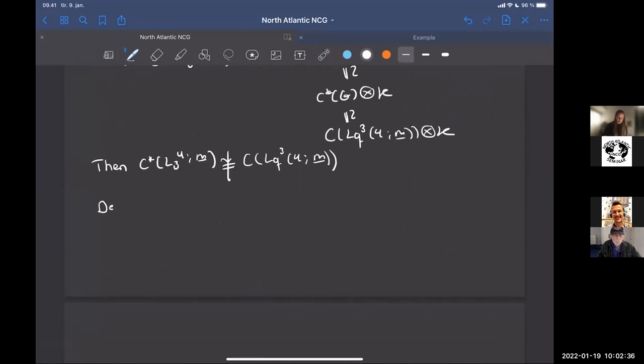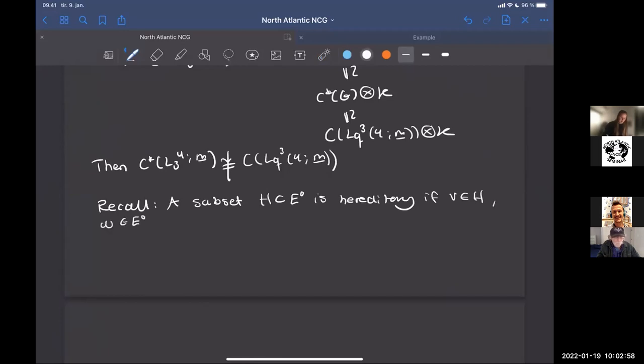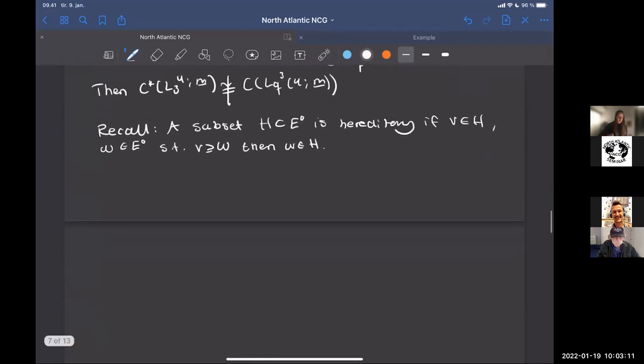Let me first recall for you that a subset H inside E^0 is hereditary if we have a V in H and a W in E^0 such that V is greater than W, that is, there is a path from V to W, then W should also be in H.